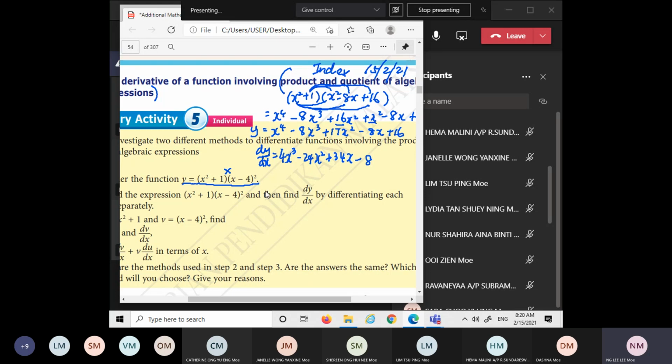Okay, now we want to try another method. This method actually we call it product rules. Okay, so we want to try whether you will get the same thing or not.